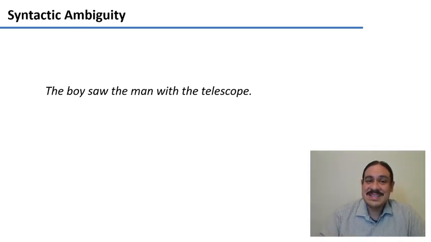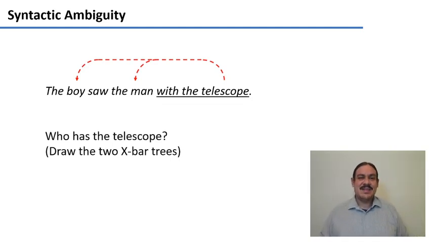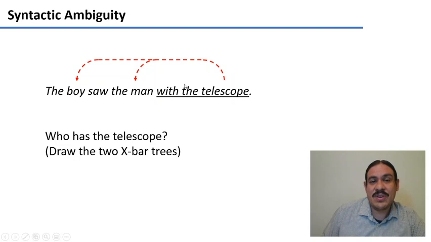The problem with this one is, who has the telescope? Is it the boy or the man? Because this sentence could mean that the boy used the telescope to see the man, or it could mean that the boy saw a man who was holding a telescope. So what is this prepositional phrase doing?